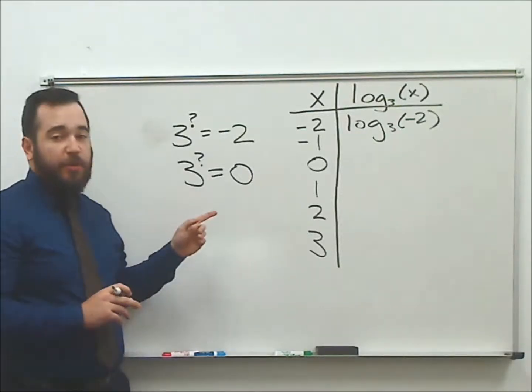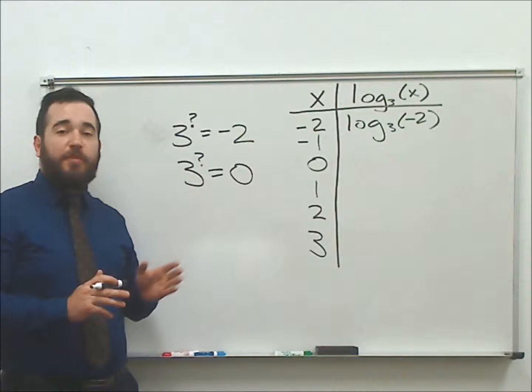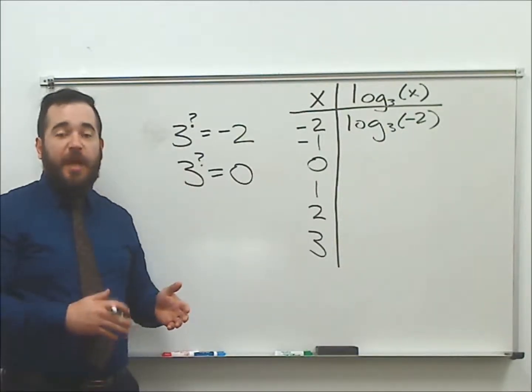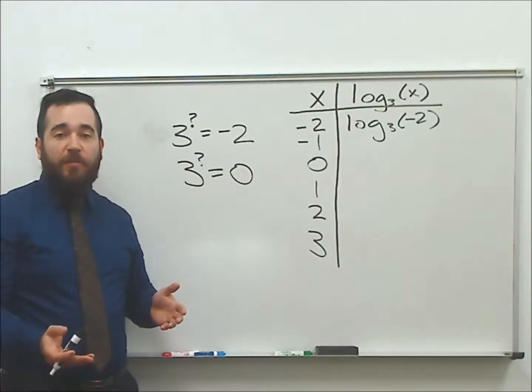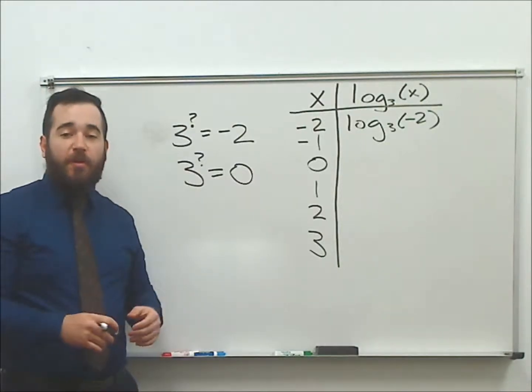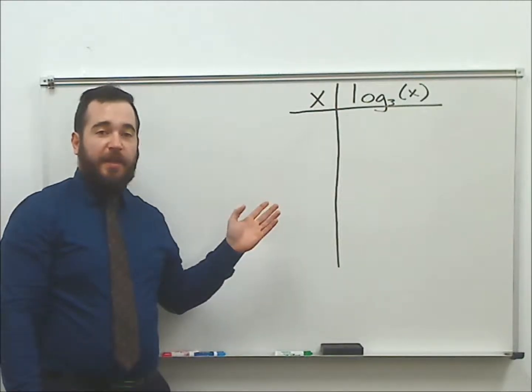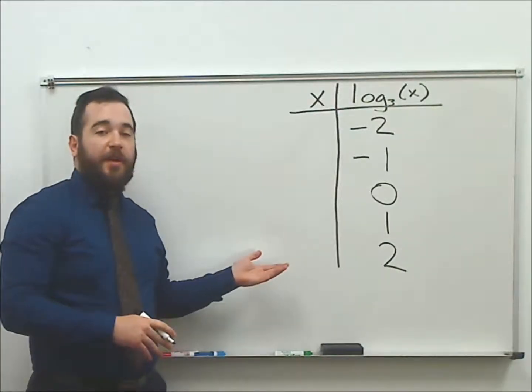Now, back to our table. This is the mistake most students make when they're trying to graph a logarithm, is they pick values for x and then try to figure out what the log of that x is. That's the wrong way to go about it. Let's try a new way. Let's actually plug in on the right-hand side of the table first, like so.